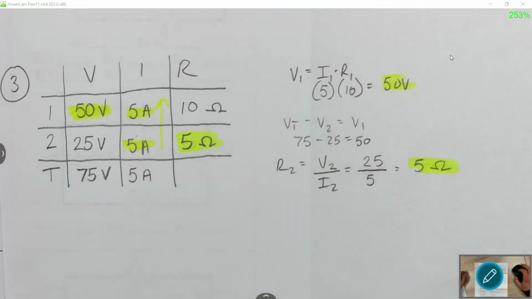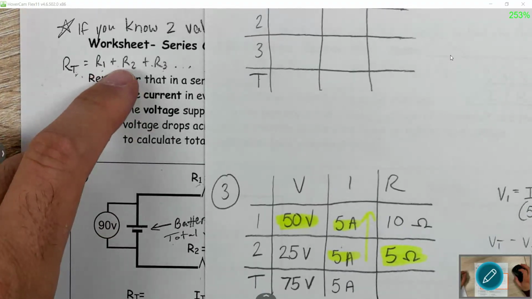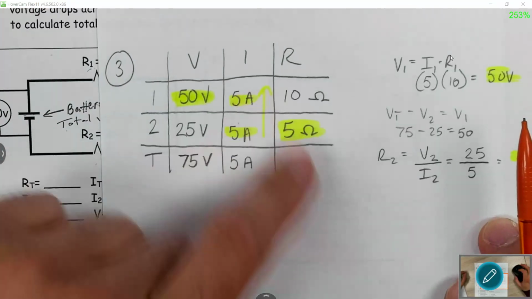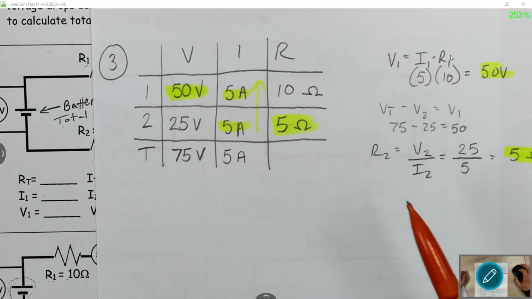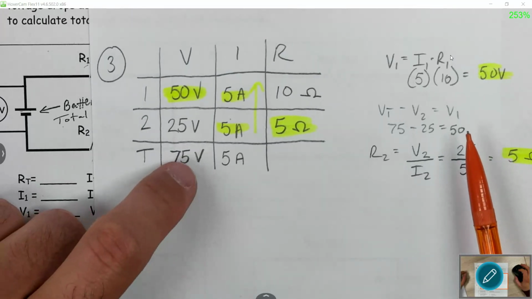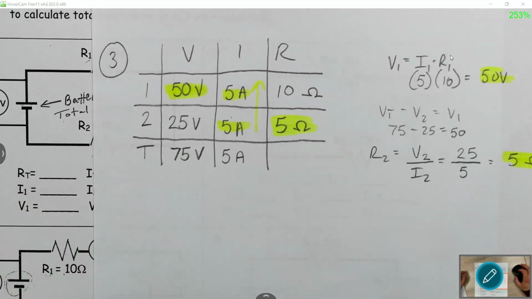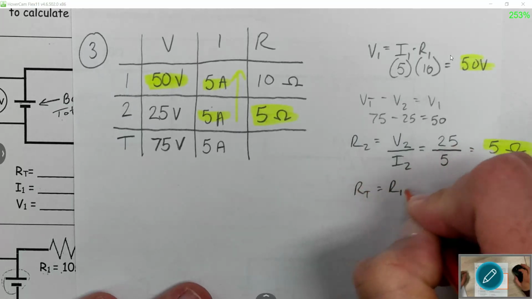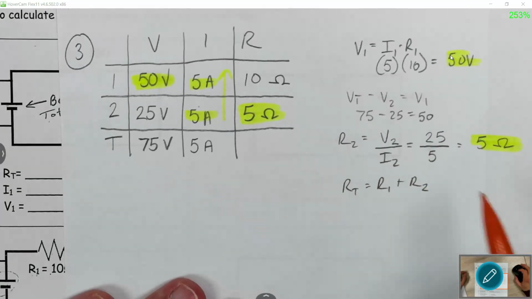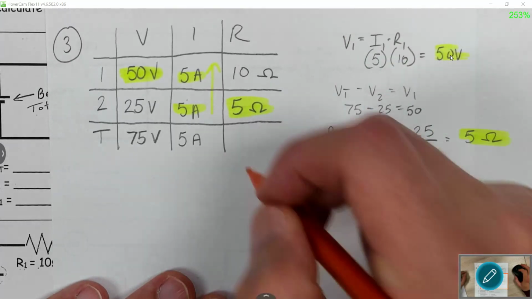Then there are two ways you can solve for RT. The total resistance is equal to all the resistors added together. So I could literally just do 10 plus 5 and get 15, which is going to be the answer. Or you could also do 75 divided by 5, since RT would be VT divided by IT. 75 divided by 5 is 15. But I'm going to go with the super easy one: the total resistance is equal to all the resistors added together. So 10 plus 5 is 15 ohms.